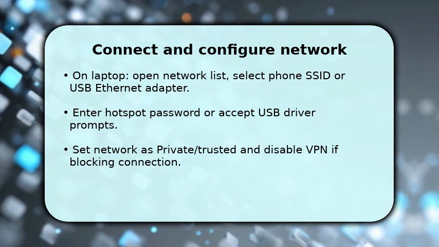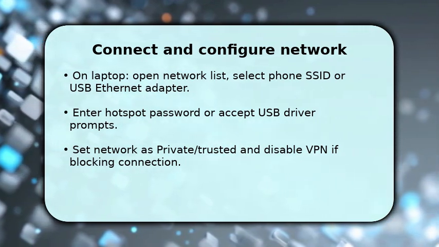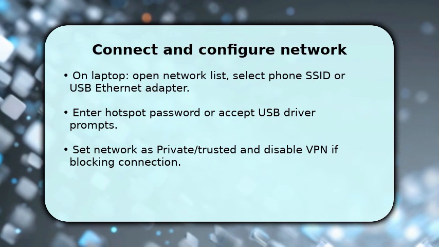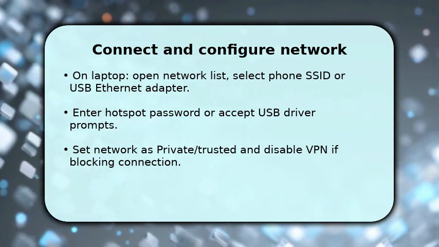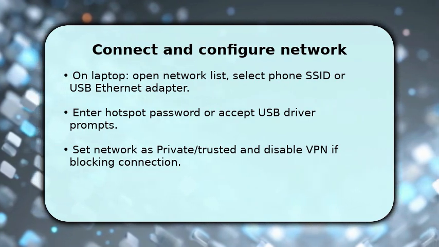If apps fail, temporarily disable any VPN or firewall rules that could block new networks. Also check IP settings. Use DHCP by default. Manual static IP is rarely needed.